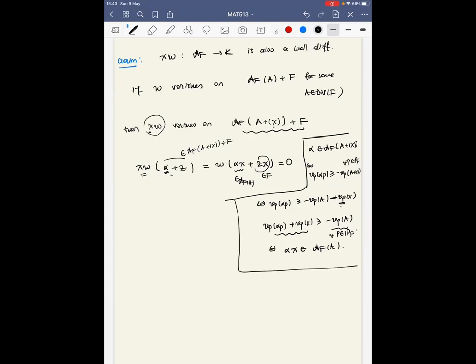And indeed, this shows us its image is also going to be 0 under omega. So indeed, we have shown that x omega is also a Weil differential, vanishing on the adele space determined by the divisor.